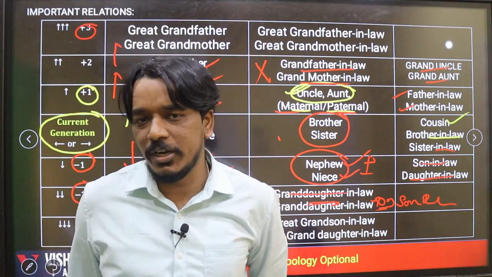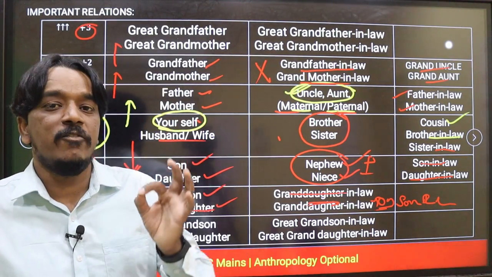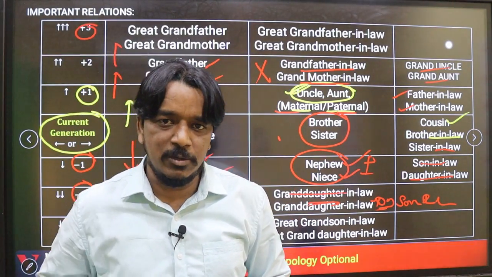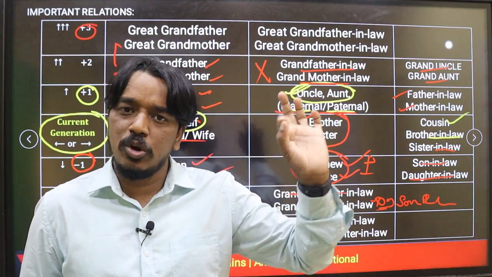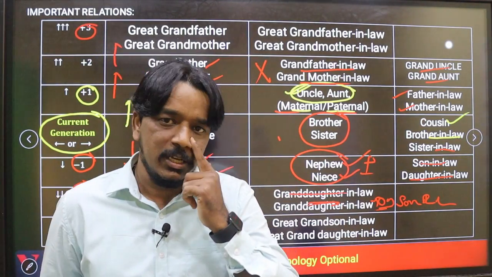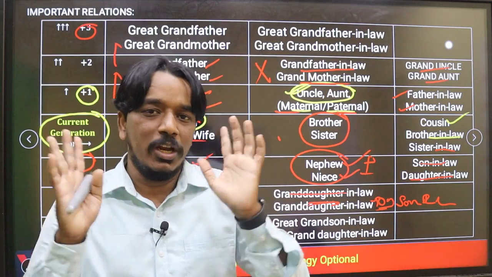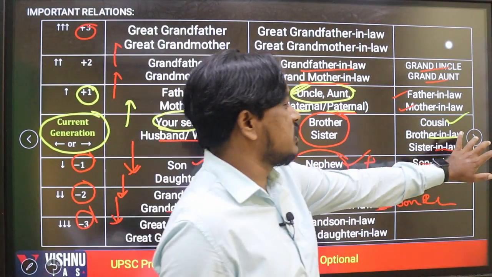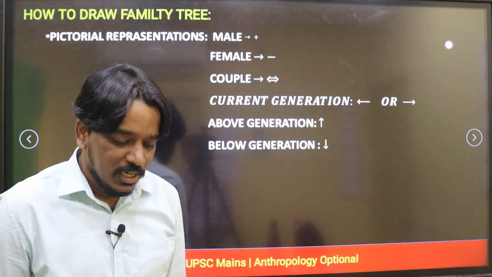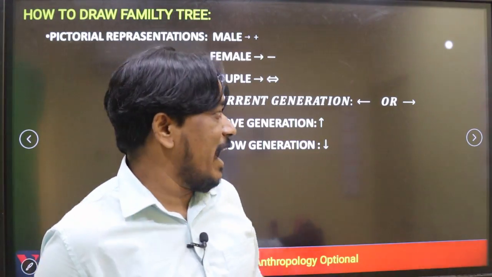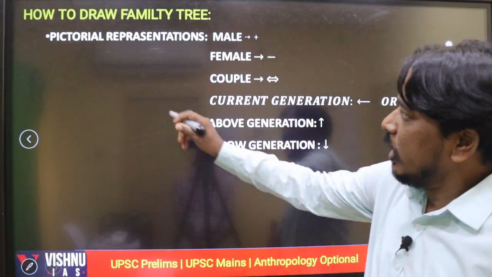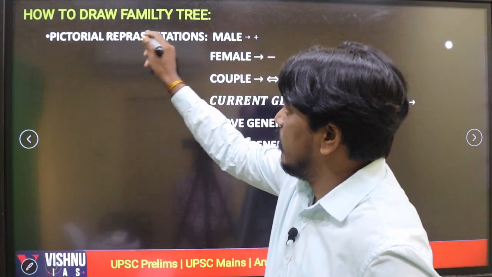The next very, very important task is how to draw a family tree for given data. In the blood relation concept, if you know how to draw a family tree perfectly, with 100% accuracy, you will get correct answers. Now let's talk about how to draw a family tree. I have given basic representations. In the olden days, most of the aspirants had to use different kinds of representations. So here I am mentioning how to draw a family tree.